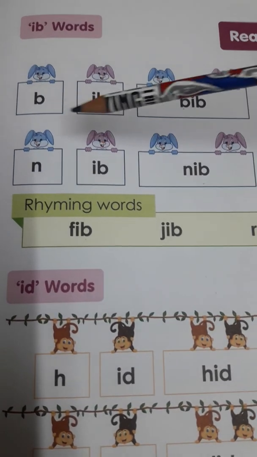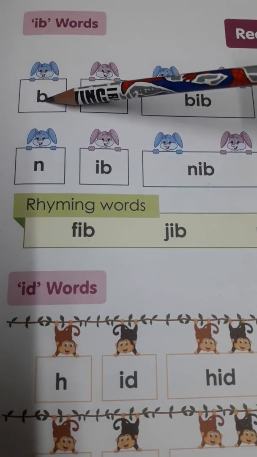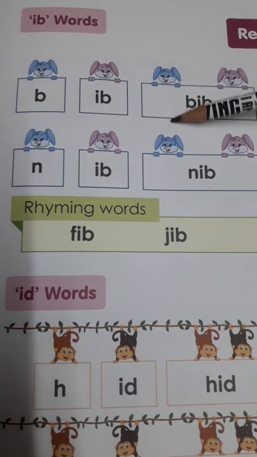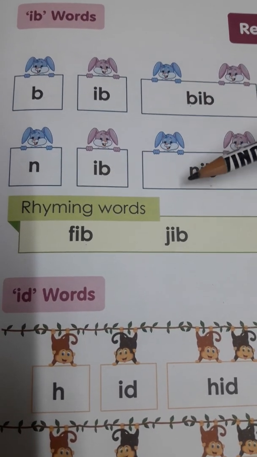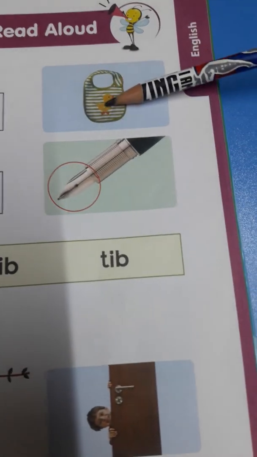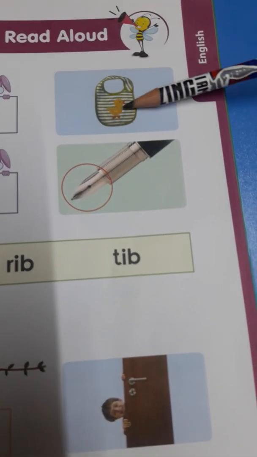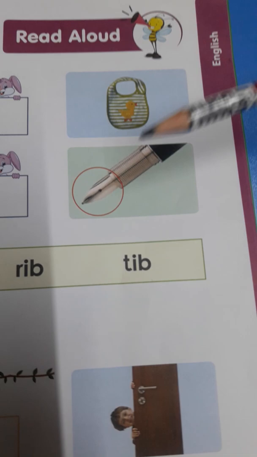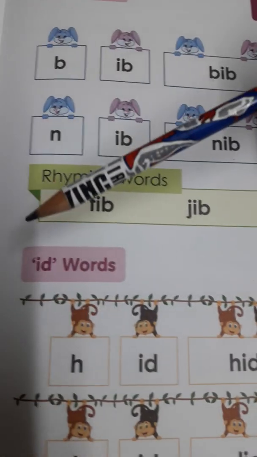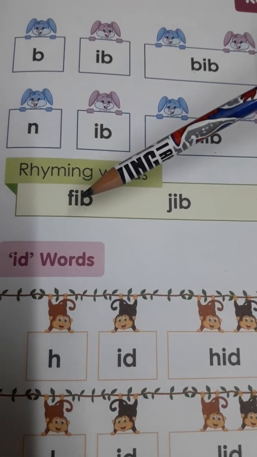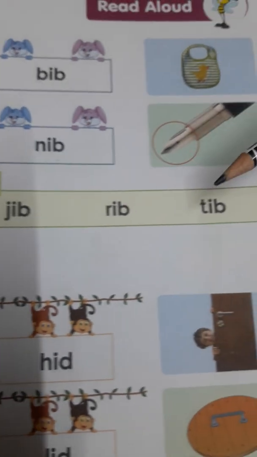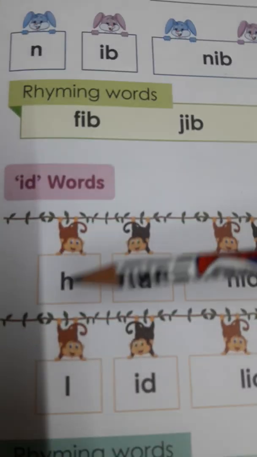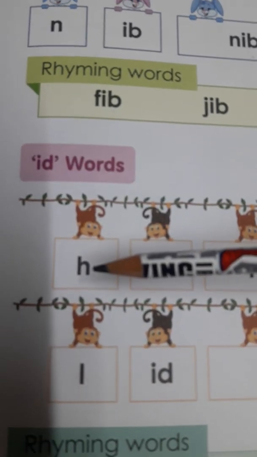Now this page, see, read it like this. Ba, ib, bib, na, ib, nib. Picture, bib, nib. This is bib, nib. These are the rhyming words: fib, jib, rib, tib.